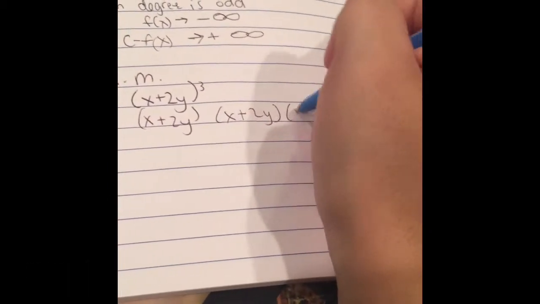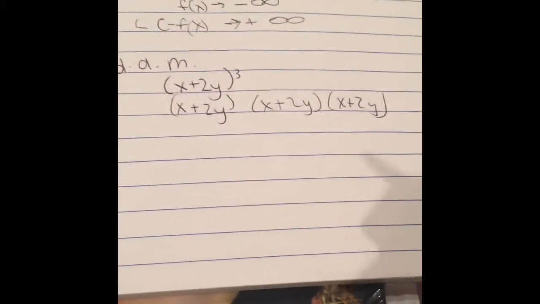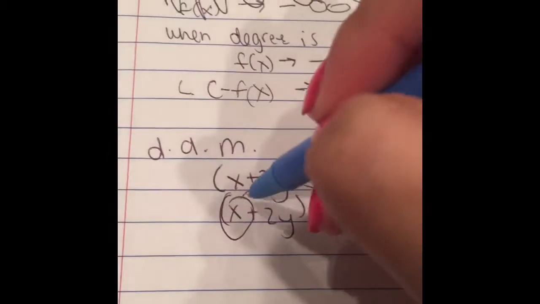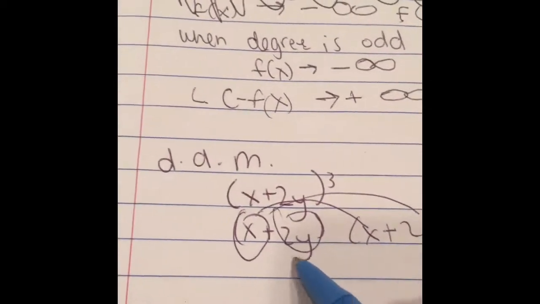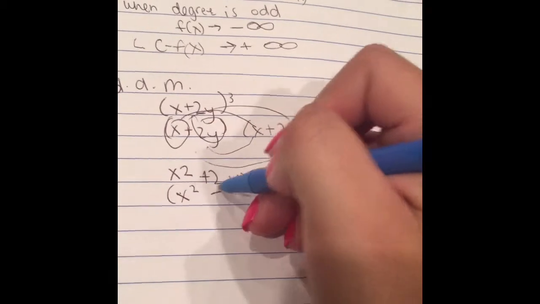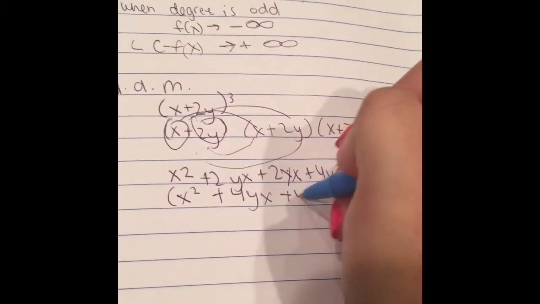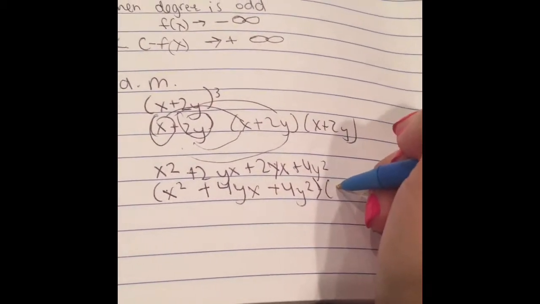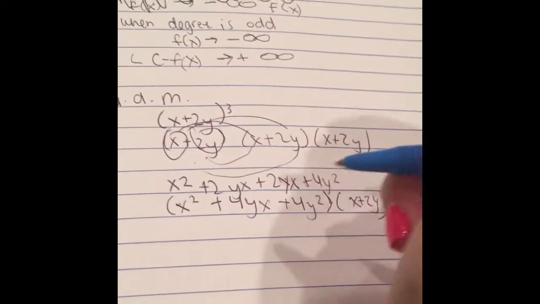So next thing we're going to be talking about is the double distributive method. With this one, you write it out 3 times because it's to the third power. And then you want to distribute the x to each side. So you bring it over to the x, and then the 2y to the other side of the equation. And then what you'll get is the whole equation.